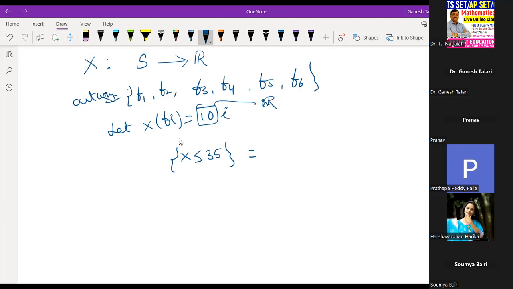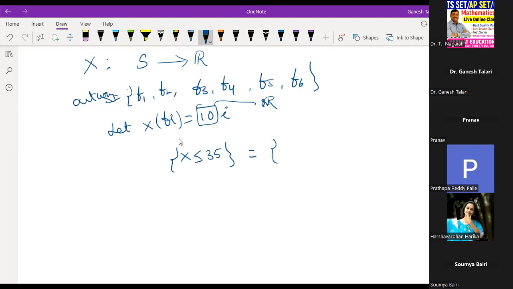So instead of discussing the probability of getting number 4, number 6, number 3, or number 1, I'm discussing the probability that you are gaining at least 35 rupees. Get my point? You are gaining at least 35 rupees, or maybe 40 rupees, exactly 30 rupees, exactly 40 rupees, like that.